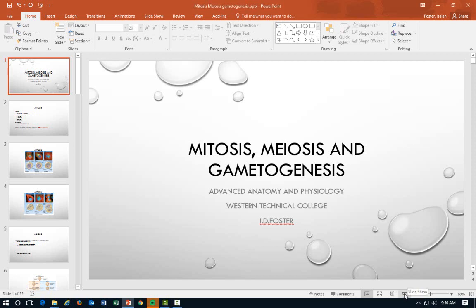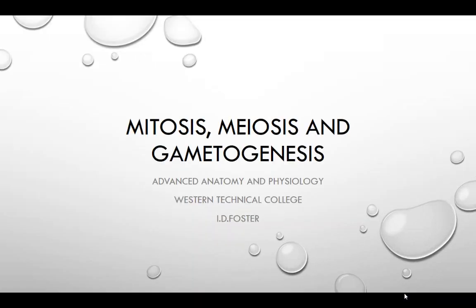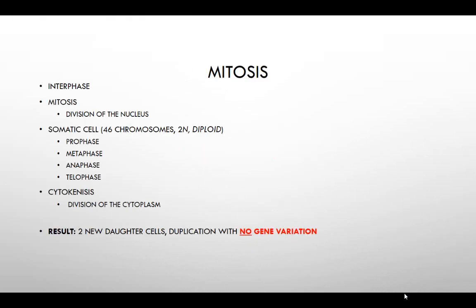Welcome to this unit, which is on mitosis, meiosis, and gametogenesis for Advanced Anatomy and Physiology at Western Technical College. We are going to start out with mitosis. Now, we did talk about this in another unit very briefly. You've probably had this in general anatomy and physiology.